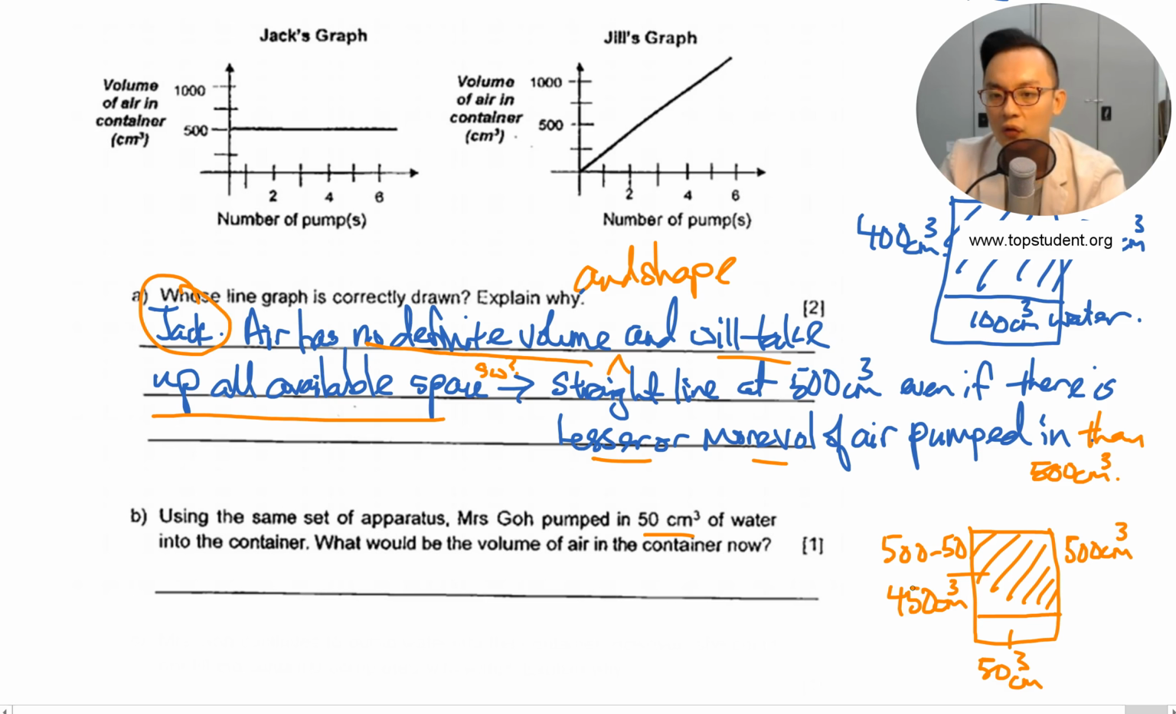So air will take up this 450. Whatever amount of air you pump in, 10 cubic centimeters, it will take up all 450. You pump in 1,000, it will also take up 450. And that's because air has no definite shape and volume.